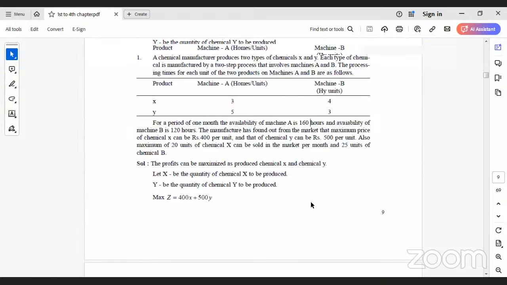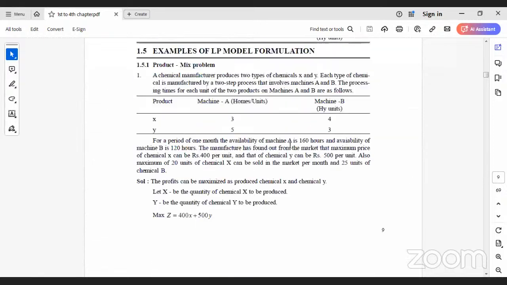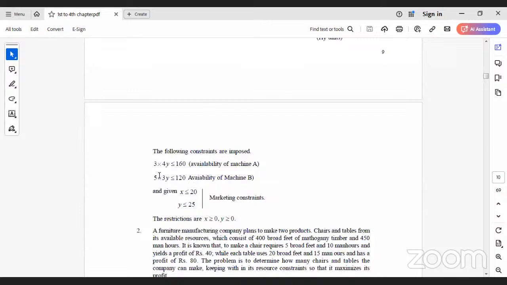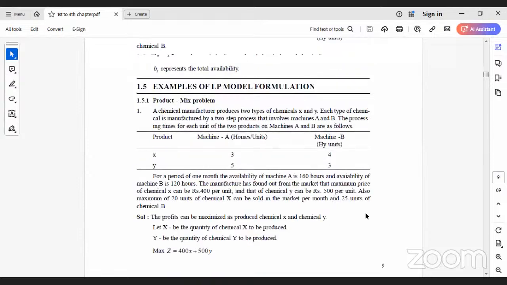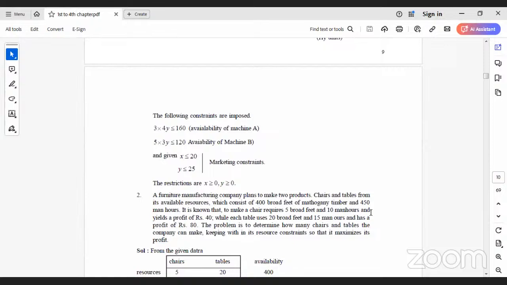The following is equal to 3 into 4y is less than or equal to 160. They gave 5 into 3y, that is the given 120 hours. So the availability of machine A, availability of machine B, given x less than or equal to 20, y less than or equal to 20. How did it come, Komal? Maximum of 20 units. Very good. So the restrictions are x greater than 0, y greater than 0.